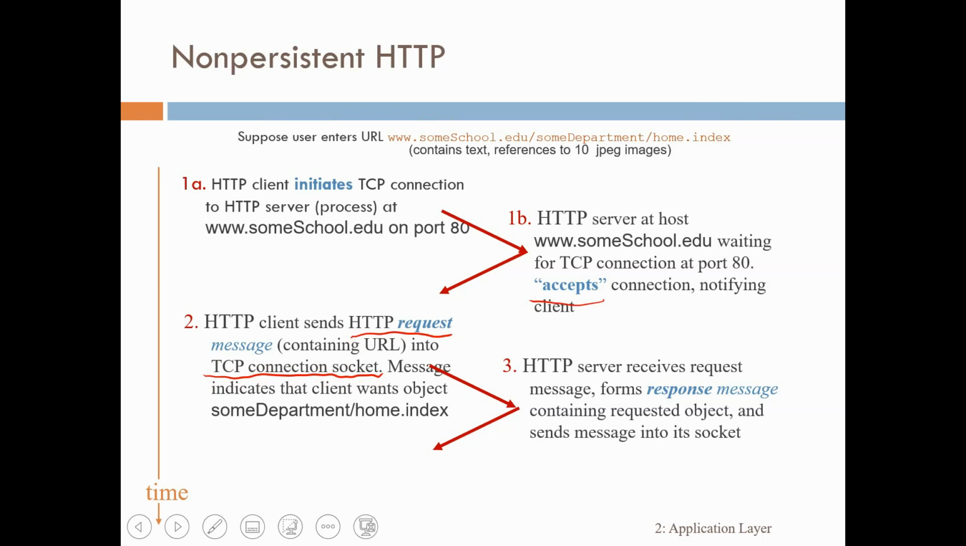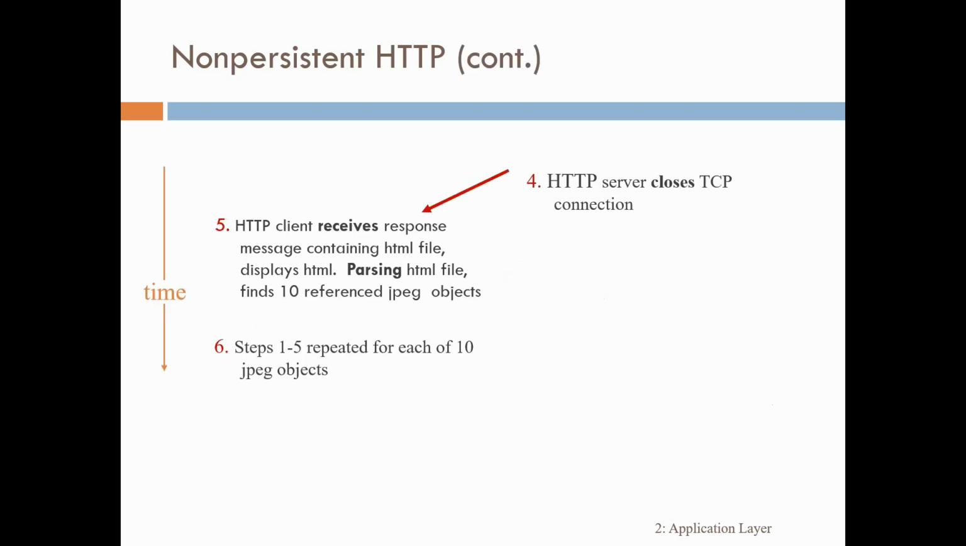If you remember the discussion of sockets earlier in the lecture, sockets are what are used to push the data from the application layer to the transport layer. Once the server receives the request, it generates a response message that includes the requested object and sends it back to the client. Once the client receives the HTTP response, it parses it, finds the object, and then closes the connection.